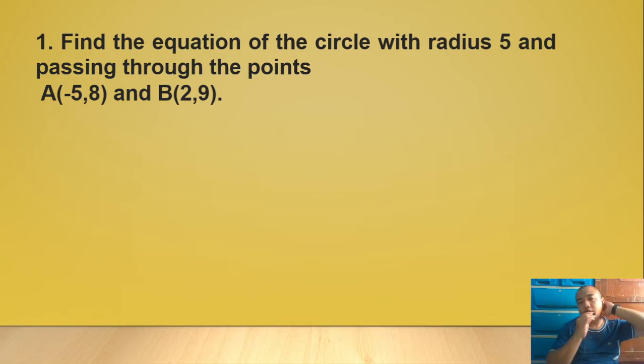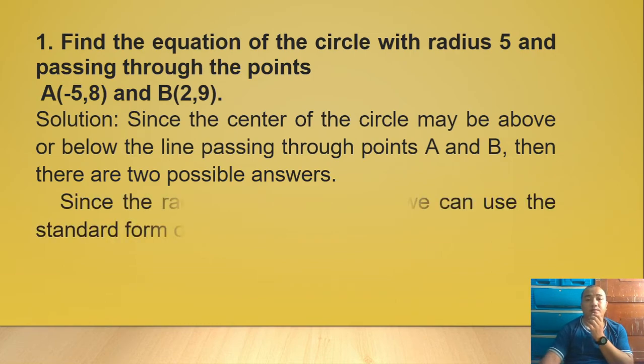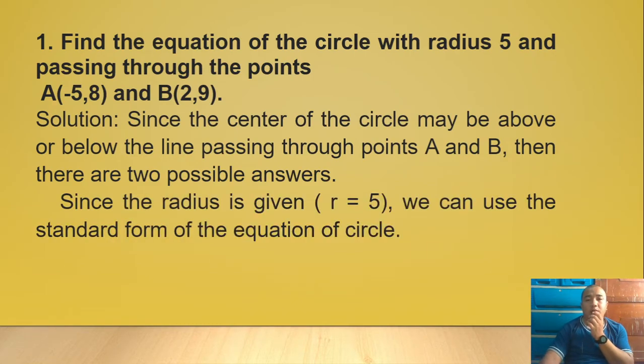Last time, we learned how to find the equation of a circle which passes through the 3 given points. This time, how about solving the equation of the circle passing through 2 given points plus given radius? So the solution: since the center of the circle may be above or below the line passing through points A and B, then there are 2 possible answers.